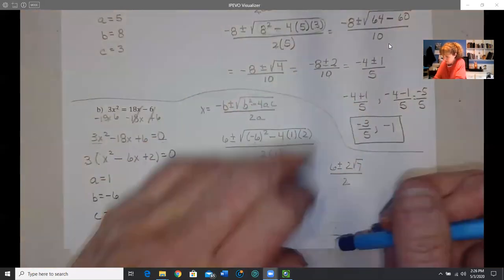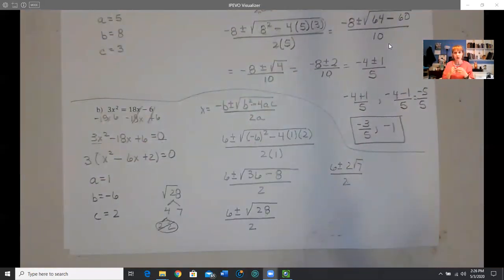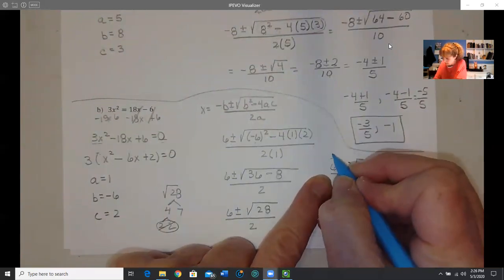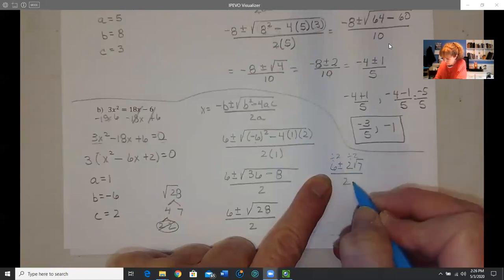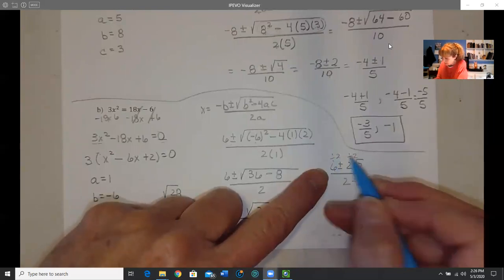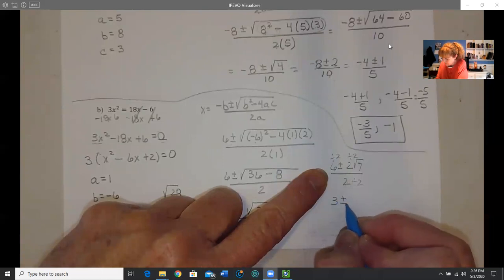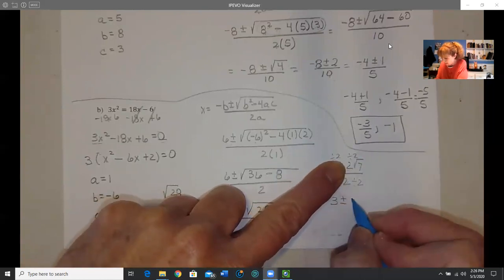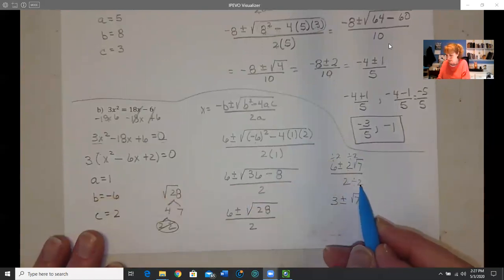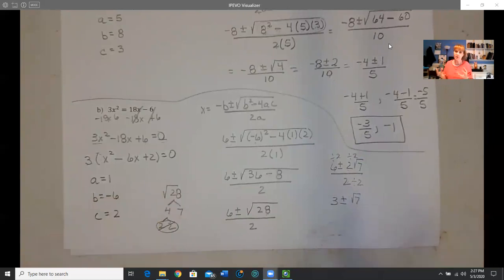So 2 goes into all of those. I will be dividing each of these by 2, because I can, because 2 goes into all of them. 6 divided by 2 is 3. 2 divided by 2 is 1, so you just end up with 1 square root of 7. 2 divided by 2 is 1, so it's just over 1, and you don't need to put over 1. So there's your answer. You cannot simplify this any further.